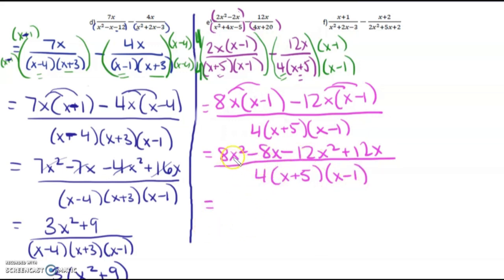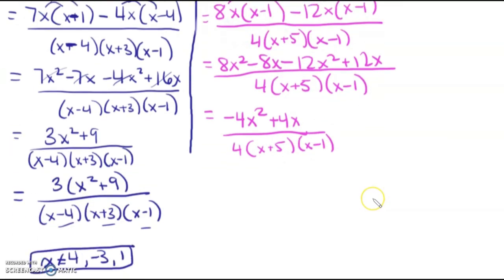Okay, let's collect like terms. So what is 8x squared minus 12x squared? I get negative 4x squared. And what's negative 8 plus 12? I get plus 4x. Okay, that's all over 4, x plus 5, x minus 1.